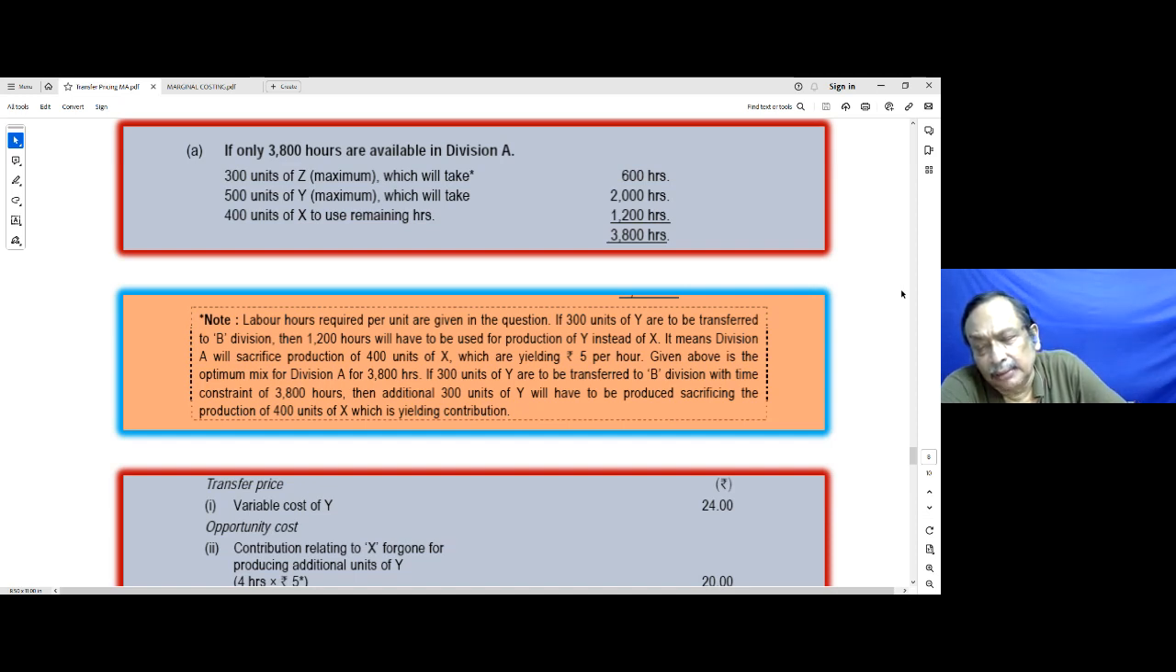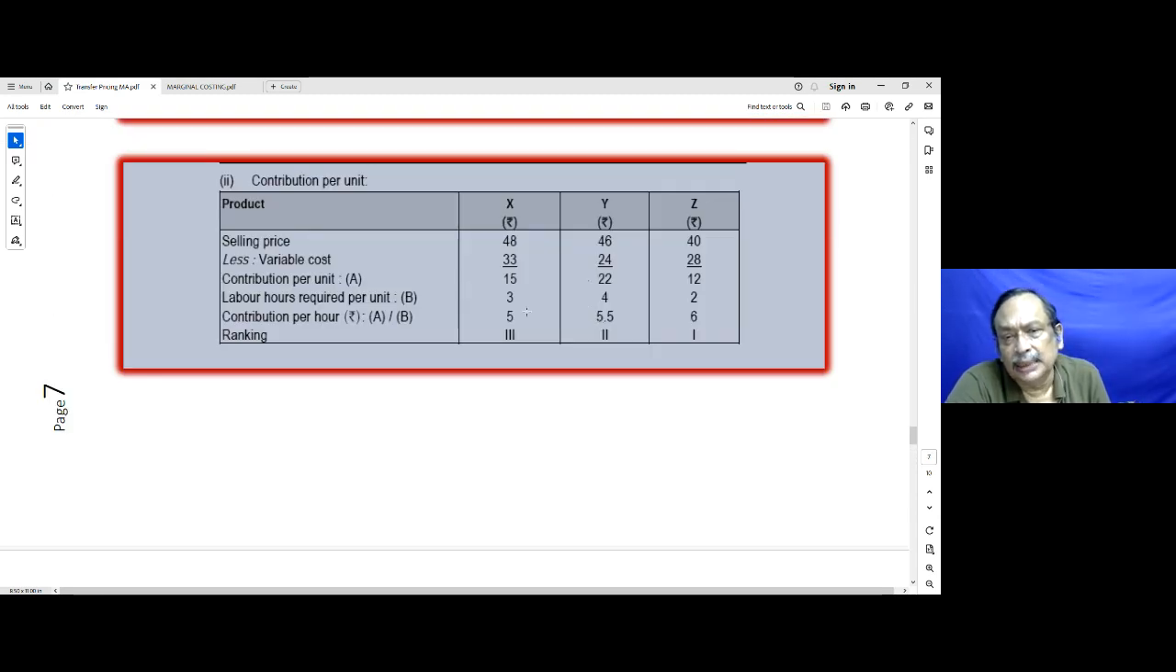Because internal transfer requires Y product to division B by division A, maximum 300 units. Labor hours required per unit are given in the question. If 300 units of Y are to be transferred to B division, then 1,200 hours will have to be used for production of Y. And here the least profitable product is X. We have to stop production of X to the extent of 1,200 hours and allocate them for the manufacture of product Y for internal transfer. It means division A will sacrifice production of 400 units of X, which are yielding ₹5 per hour. Just look, it is the least profitable product.